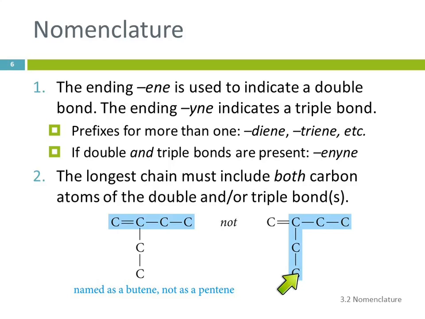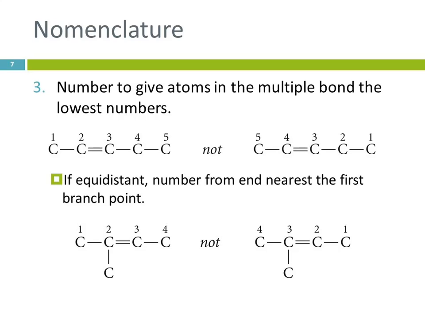Couldn't we find a longer carbon chain? Yes, we can find a chain of 5, but it doesn't include both carbon atoms of the double bond, and so we can't use that. The longest chain has to include the double bonds, or triple bonds, if that's what we're looking at. And then we're going to number that chain. So we give the multiple bond, whether it's double or triple, the lowest numbers.